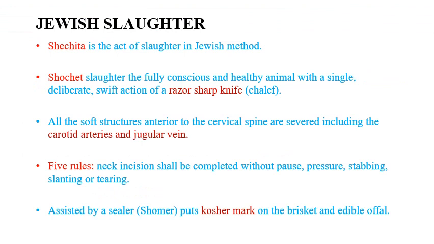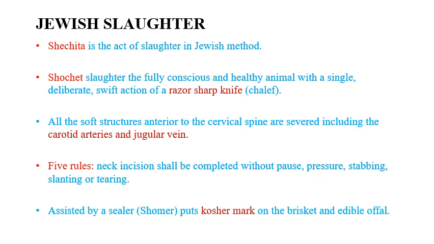Now we will mainly discuss the ritual method of slaughter, in which one of the most common and old practices is Jewish slaughter, as per the Jewish procedure. Here the whole process of slaughter is called shechita, an act of slaughter in the Jewish method. And the shochet is the person who does the slaughter, and here he slaughters the fully conscious and healthy animal with a single deliberate swift action of a razor sharp knife.